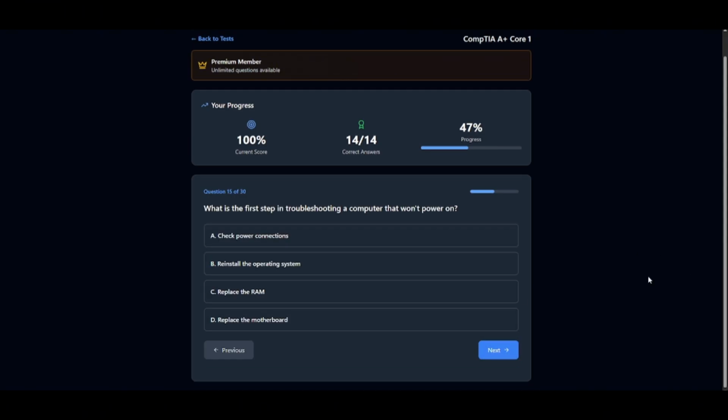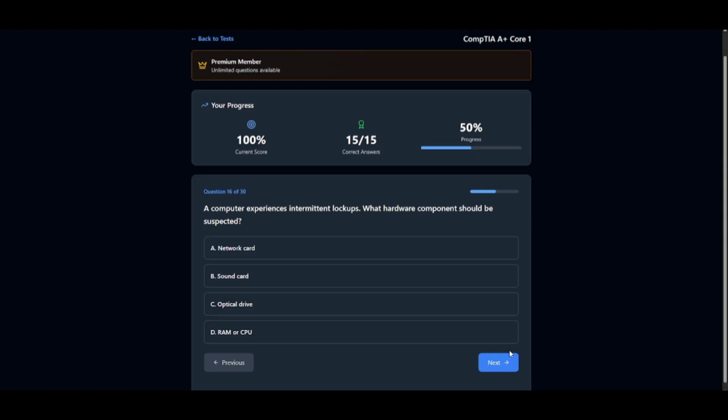Question number 15. What is the first step in troubleshooting a computer that won't power on? Think about this for a moment. All right, and this one seems very straightforward because it is. The answer would be A. Make sure your cables are plugged in. Easy enough. Let's move on.